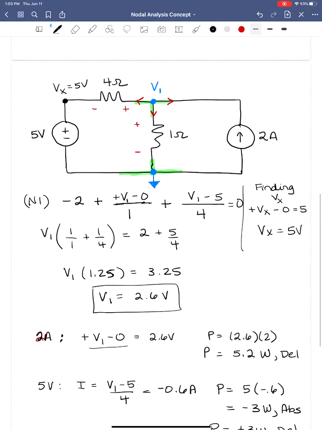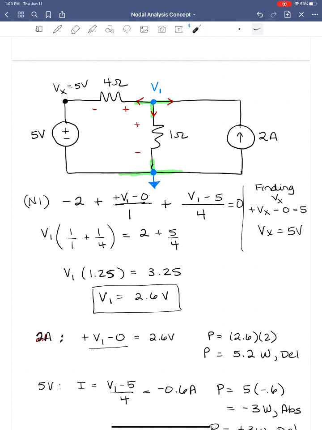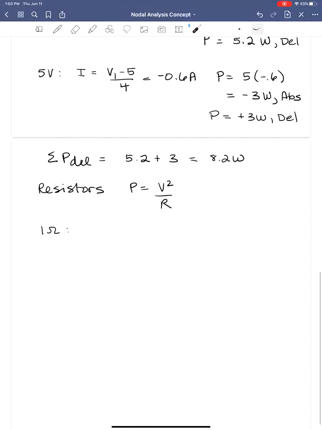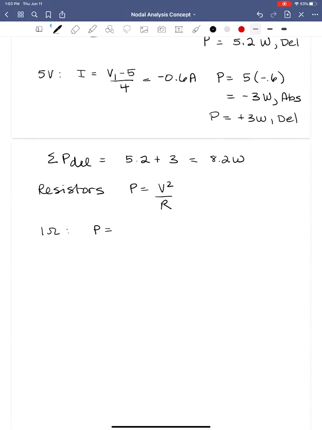We know the voltage drop across the 1 ohm resistor is plus V1 minus 0. We did that right here. It's sitting in our nodal equation. That's the voltage drop across the 1 ohm resistor. So we can write that power is equal to V1 squared over R, which is 2.6 squared over 1, which is equal to 6.76 watts. And of course, it's absorbed.